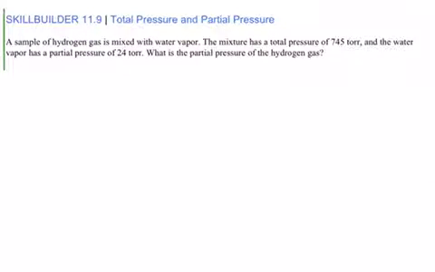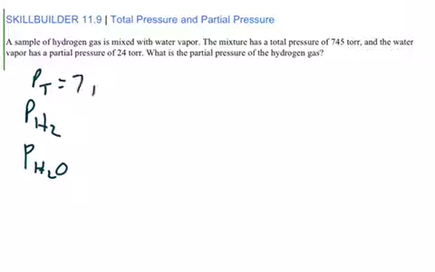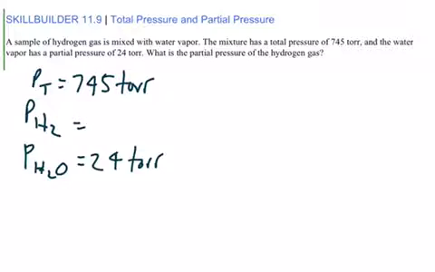This one is basically similar to the first one. Here we have hydrogen gas mixed with water vapor. And according to this, the total pressure is 745 torrs. They do give you the partial pressure of the water vapor. It's 24 torrs. And what they want us to do is to find the partial pressure of hydrogen gas.